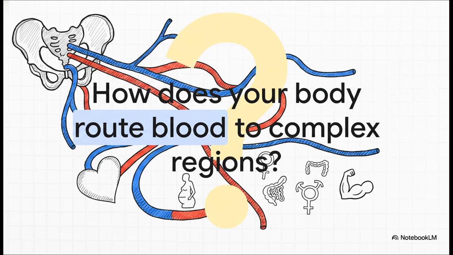Have you ever wondered how your body actually manages to route blood to literally one of its most complex, densely packed regions? Think about it. We're talking about an area that supports major organs, intricate reproductive systems, and the heavy muscles of our lower half, all while adapting to incredible, massive changes like pregnancy. How does this intricate plumbing system actually work without failing?